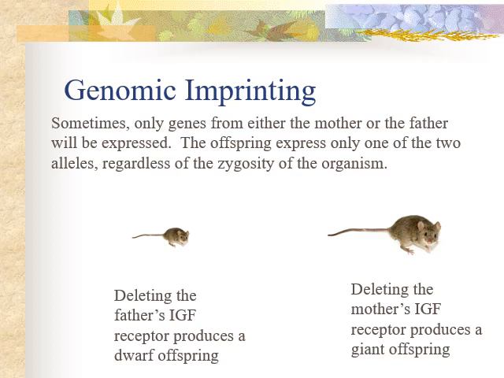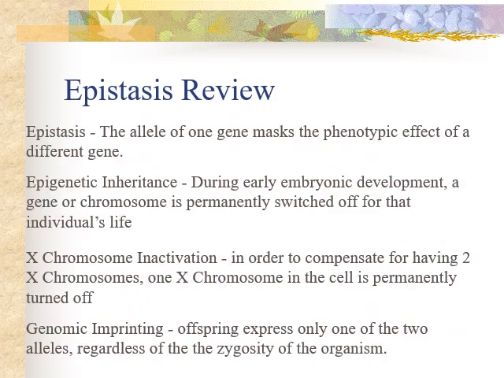So imprinting will turn off usually one or more genes, whereas X chromosome inactivation turns off an entire chromosome. So that's epistasis. The allele of one gene masks the effect of another, regardless of what that other one is.